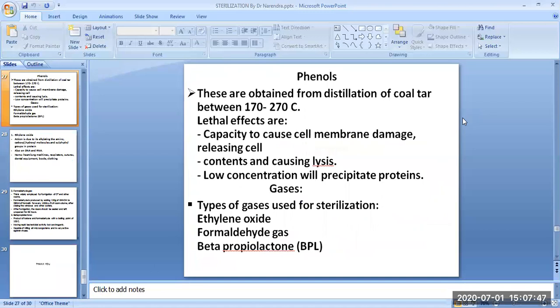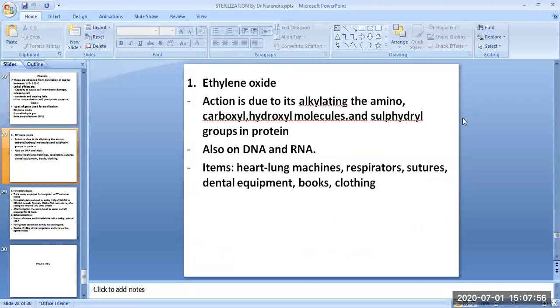Phenols, these are also obtained. Then gases: formaldehyde gas, beta-propiolactone (BPL), and ethylene oxide gas also. Its action is due to alkylation of amino, carboxyl, hydroxyl, and sulfhydryl groups in the protein, and also on DNA and RNA. It is used for heart-lung machines, respirators, sutures, dental equipment, books, and clothing.